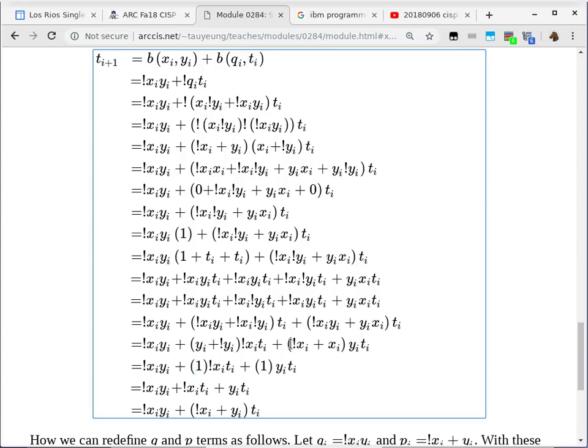Same thing applies here. Not xi or xi. One of them has to be true. So that means that also simplifies to a true. And true just doesn't do a single thing in a conjunction, so might as well not write it out. So that's how I ended up with this. And then I factor out the TI, and that became not xi or yi in parentheses, and then the whole thing and TI.